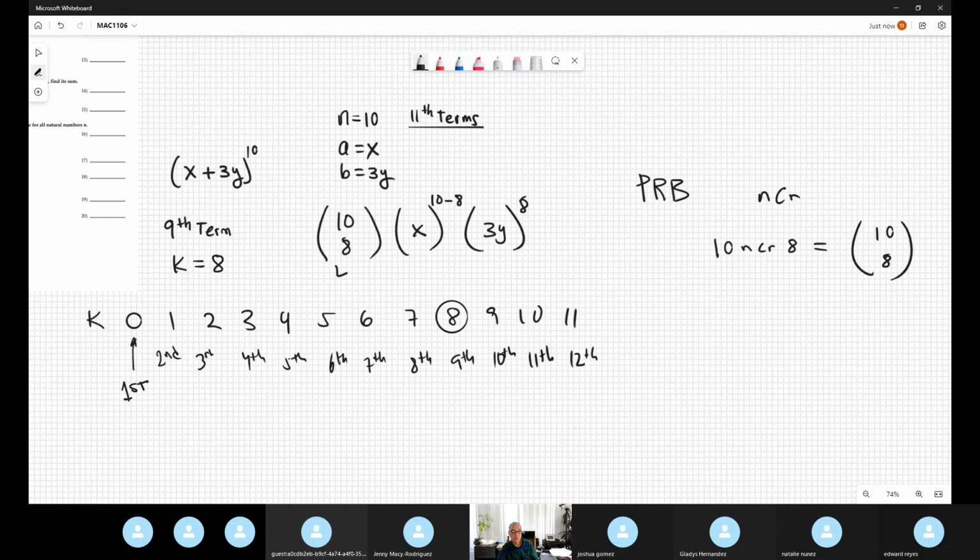So this number is 45. And this is x to the second power, because 10 minus 8 is second power. And now 3 to the 8 power is, wow, put it in the calculator quickly, 6,561 y to the 8 power. And now multiplication, everything, 45 times this number is 295,245 x squared y to the 8 is the final answer.